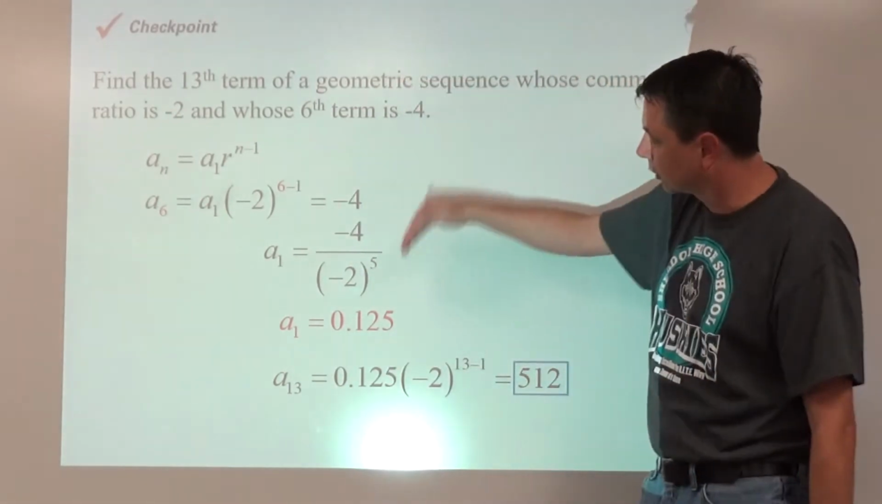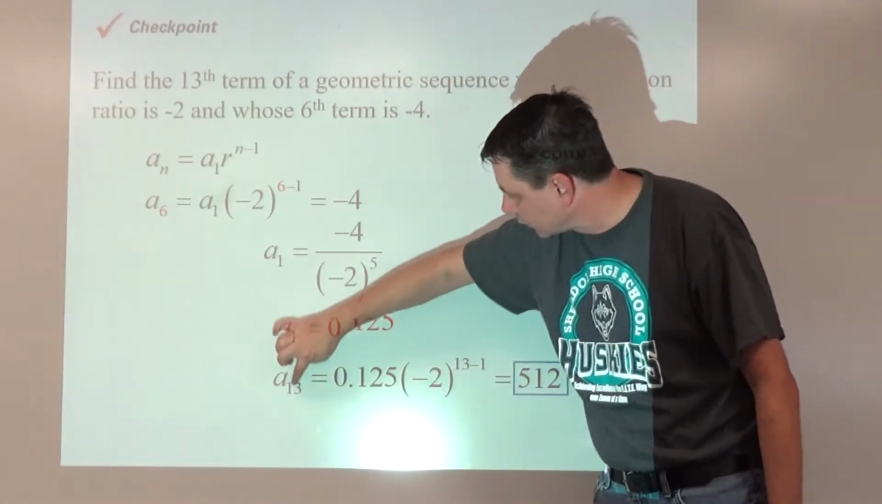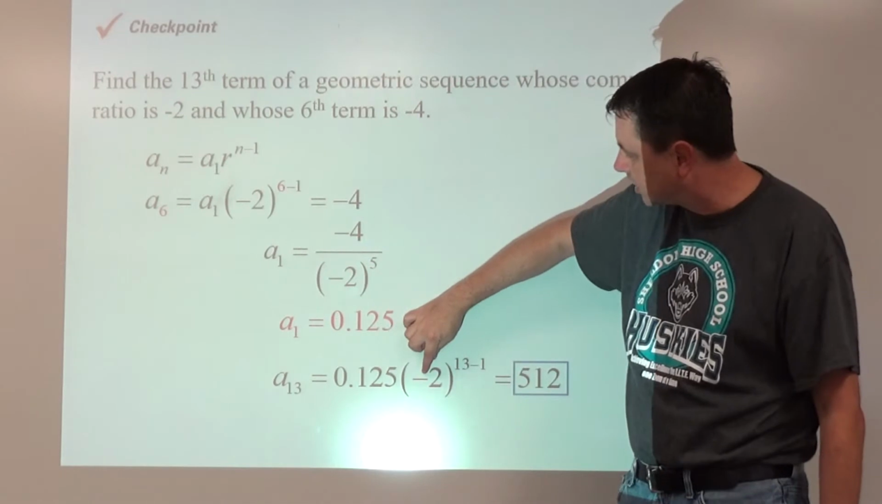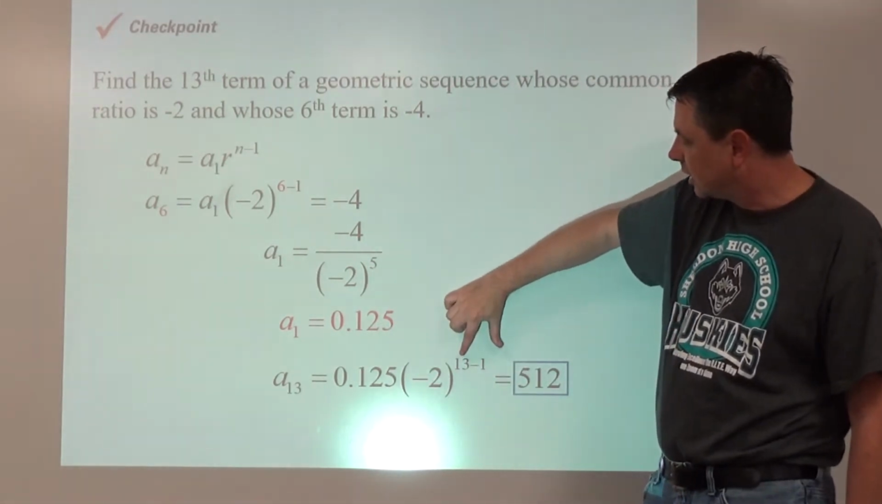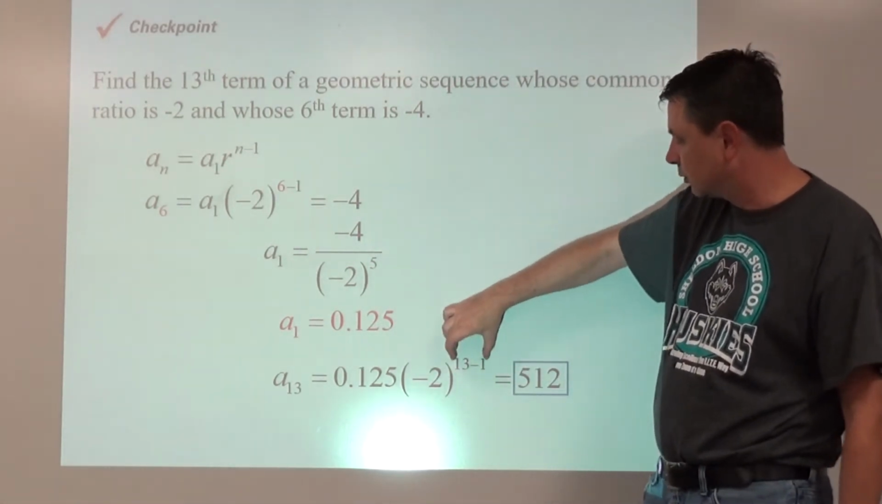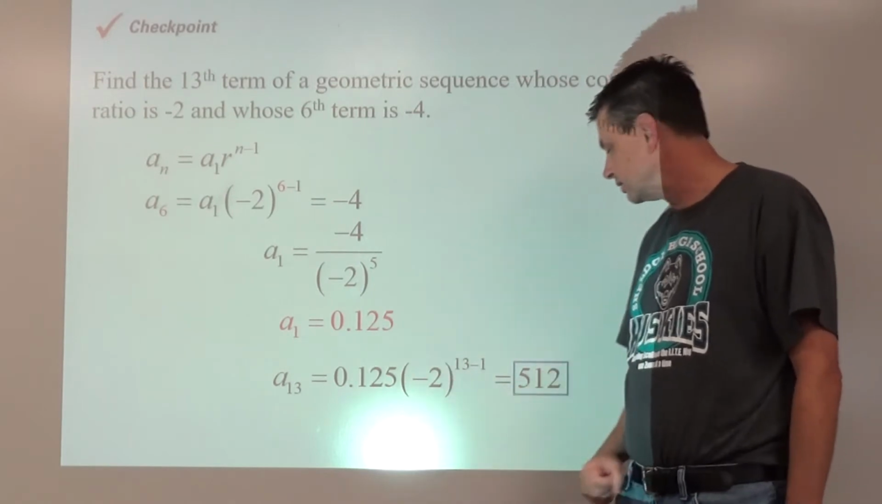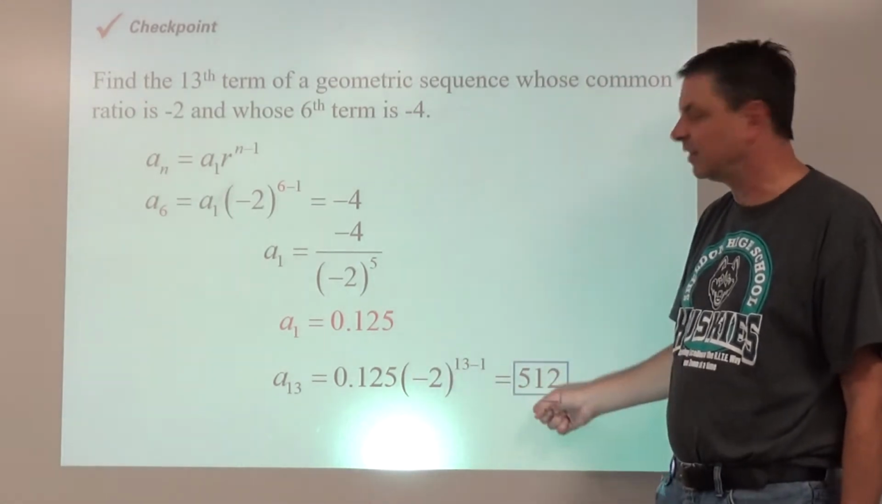So if we're trying to find the 13th term, the 13th is the first times the common ratio to the n minus 1. So 13 minus 1 would be to the 12th power. Parentheses there, very important. 512.